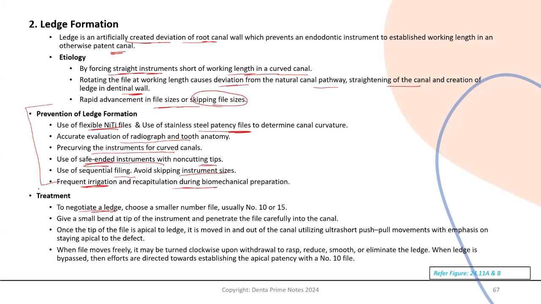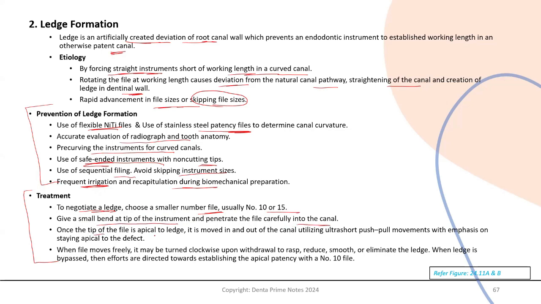So now we have created a ledge. How are we going to treat it? We have to bypass it. Choose a smaller number file, usually 10 or 15. Give a small bend at the tip of the instrument and penetrate the file carefully into the canal.